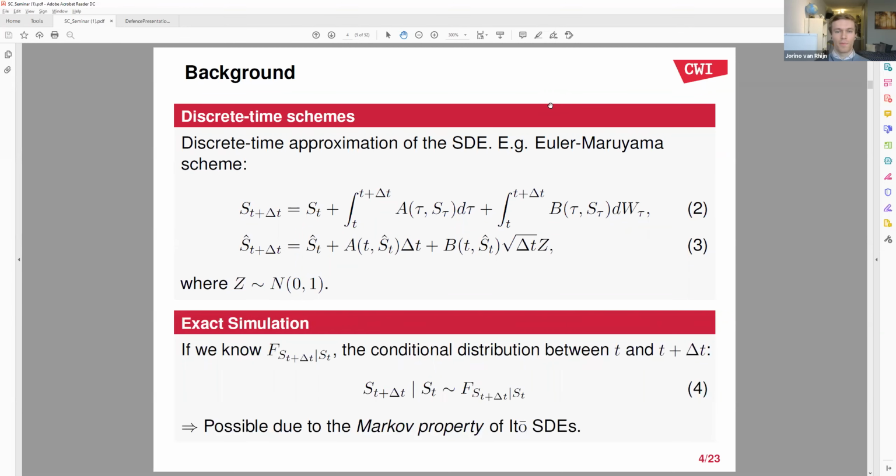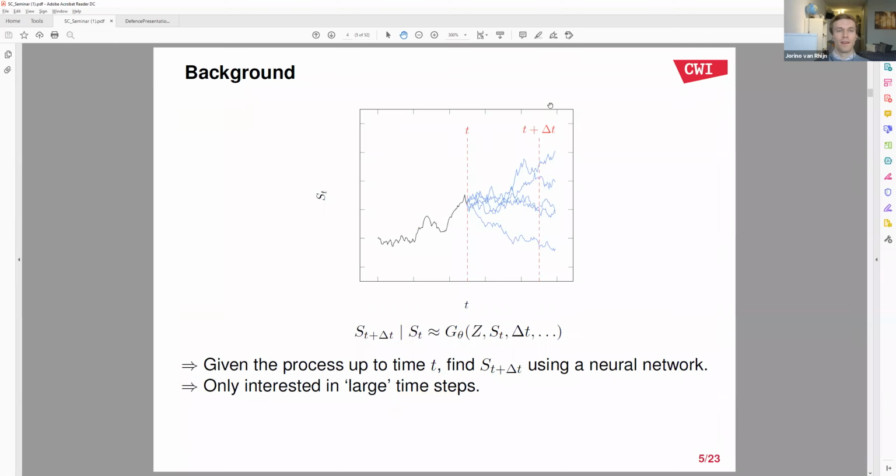But you could also suppose that you know the conditional distribution of your process. Then instead of defining a mesh and performing this discrete time approximation, you could also just sample from that conditional distribution. I've written that here in equation 4. For Ito SDEs, that's always possible because they satisfy the Markov property. If you know the previous value, then you can sample the next value given the previous value with the conditional distribution. So these are ways in which you can arrive at a solution, at least construct a data set.